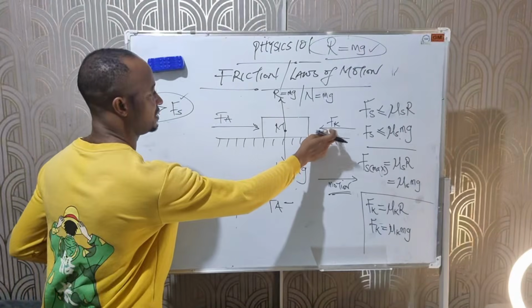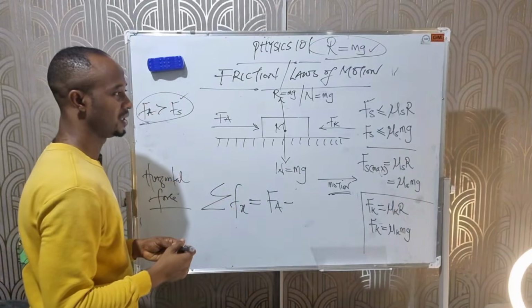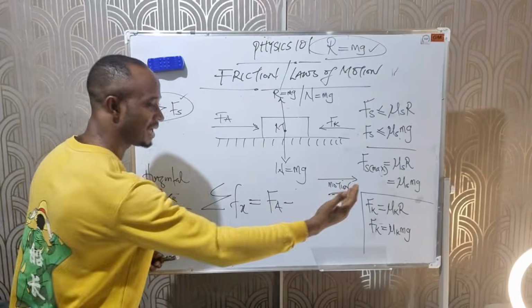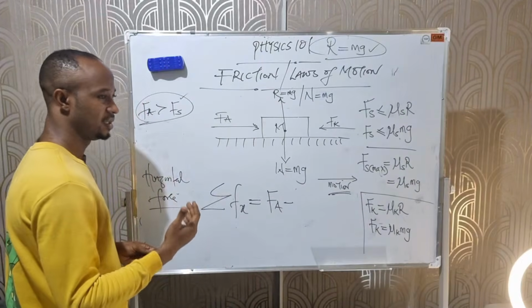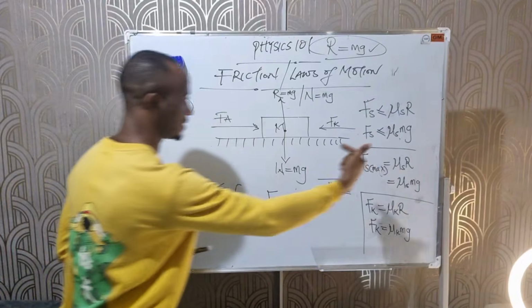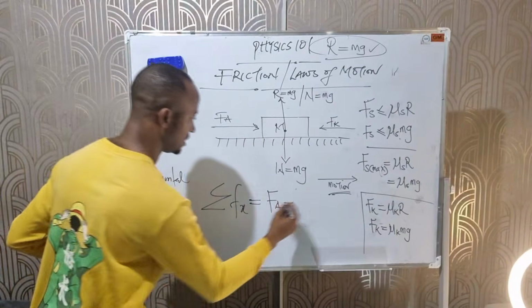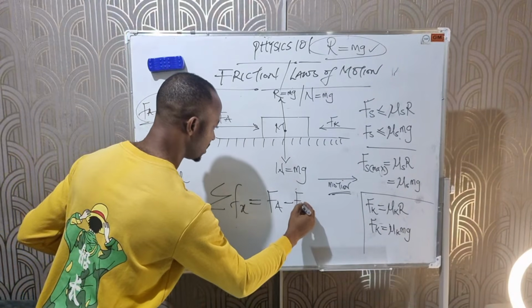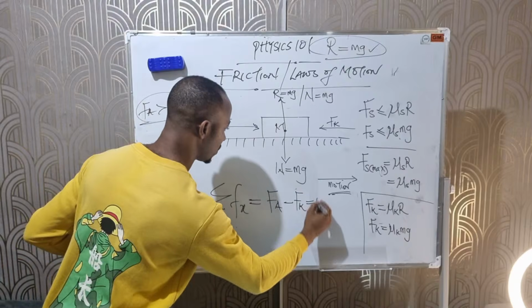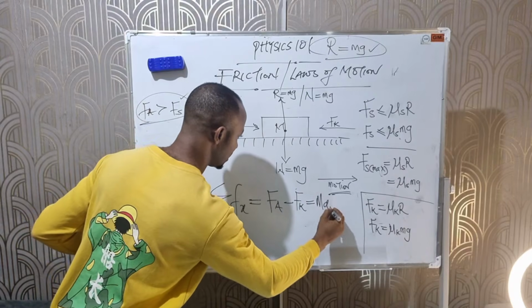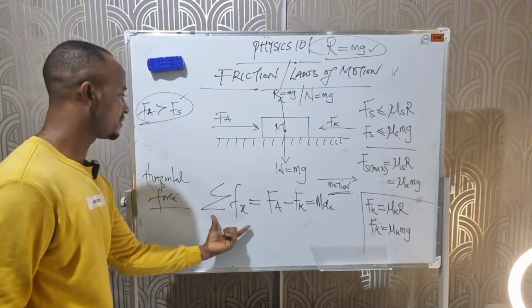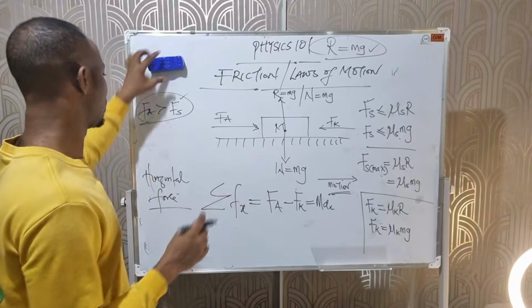Minus the frictional force is doing negative work, acting against acceleration. The ball is moving this way, and this force is always acting against it. So it becomes minus Fk, all equal to mass times acceleration, because of the sum of all forces, according to Newton's laws of motion.